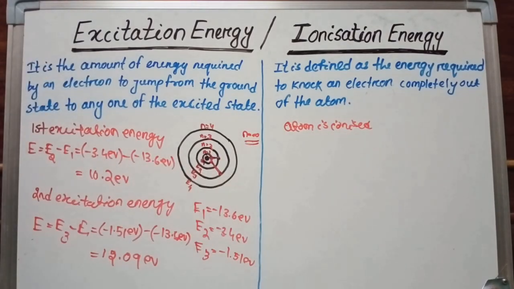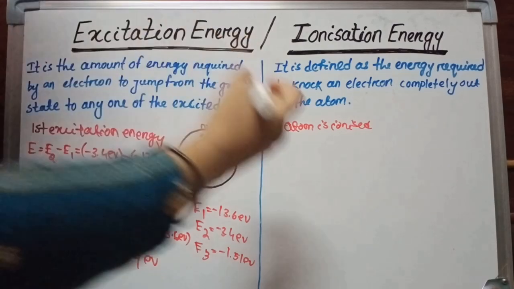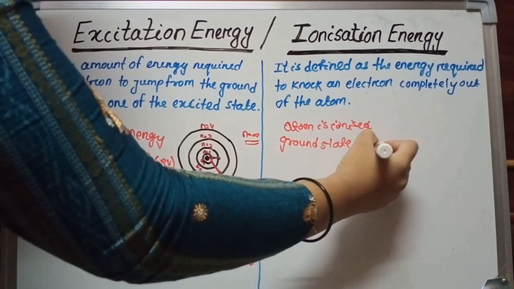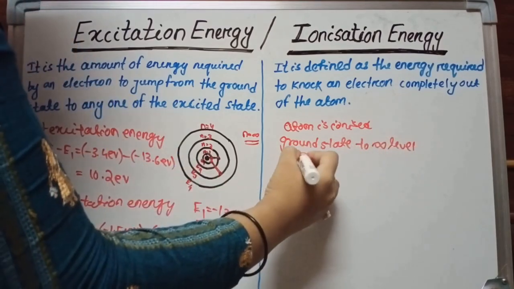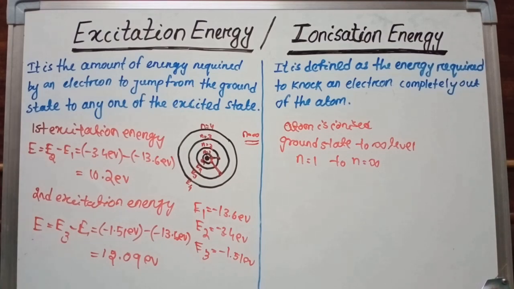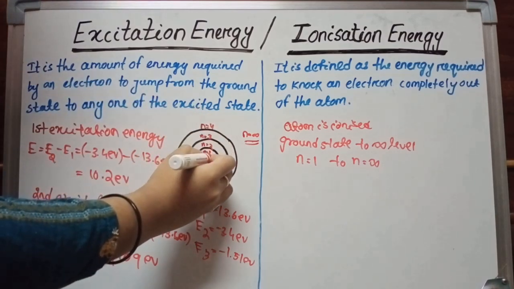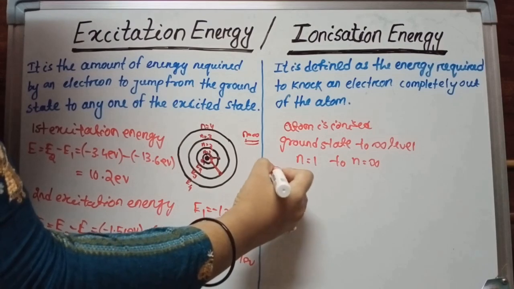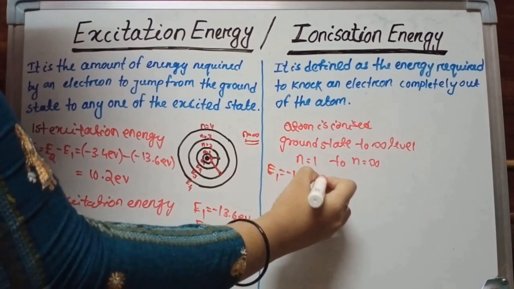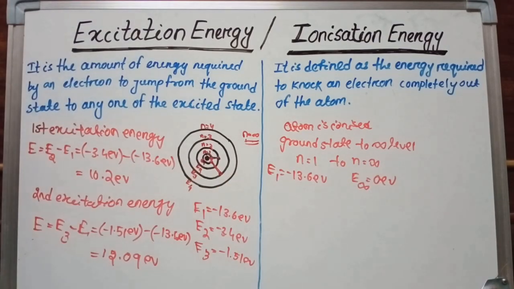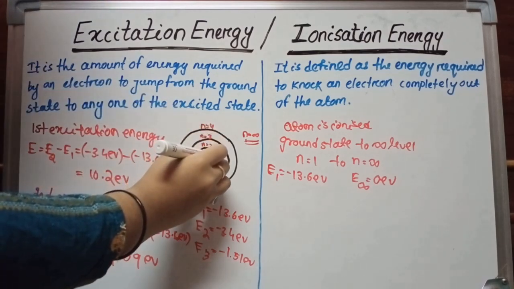Atom is ionized. Here the electron makes a transition from the ground state to the infinity level, where n1 equals 1 to n2 equals infinity. So what is the amount of energy required for the electron to jump from the ground state to n equals infinity? We know that E1 equals minus 13.6 electron volt, and E infinity is 0 electron volt.